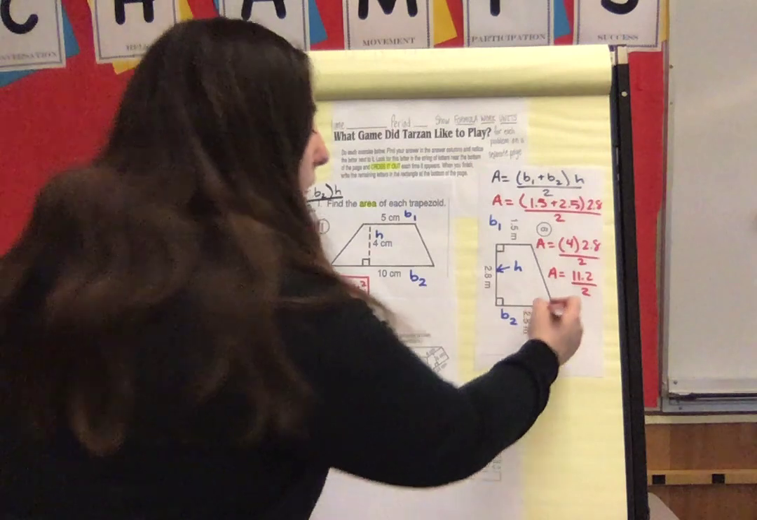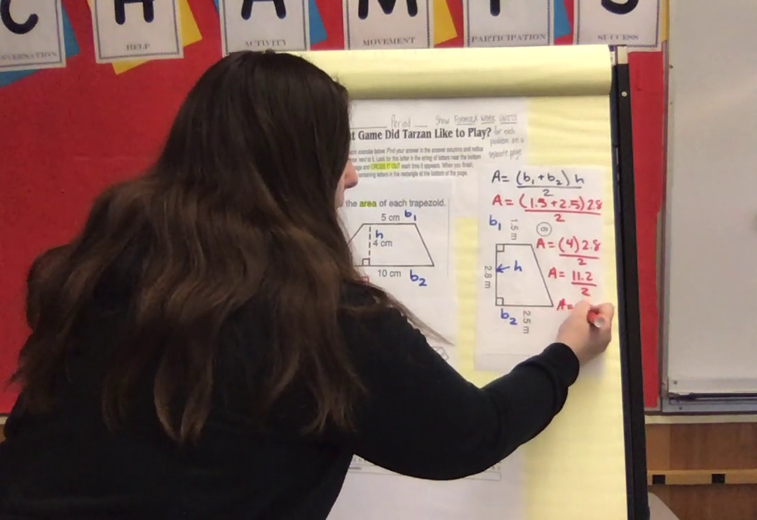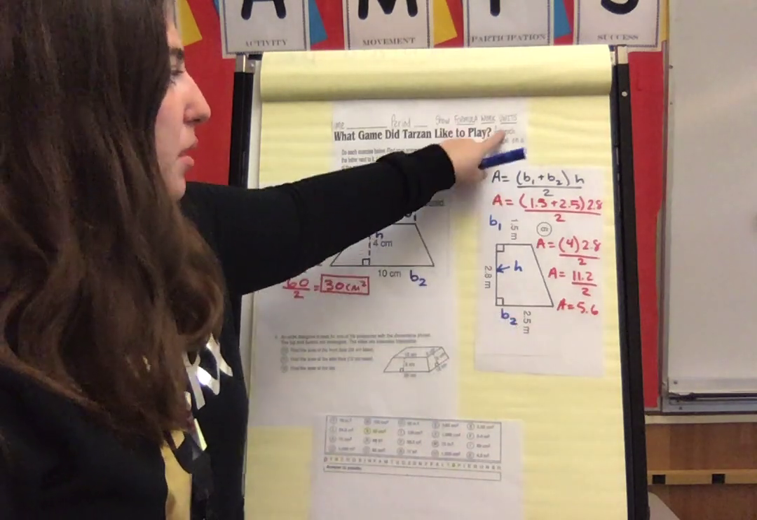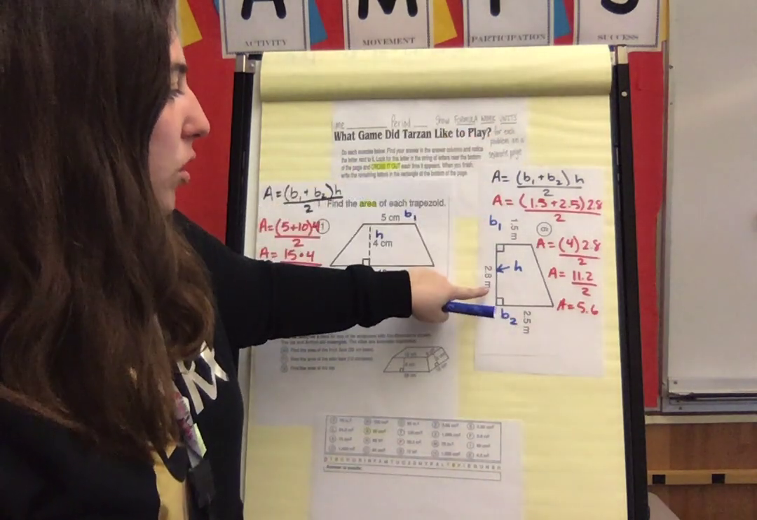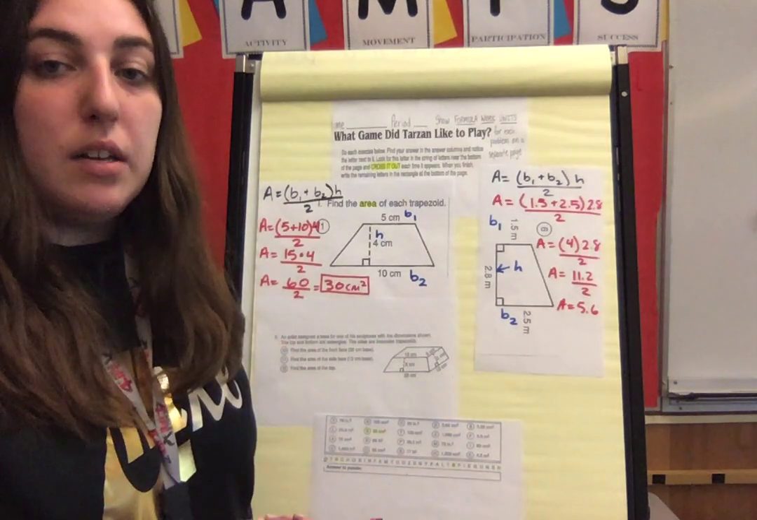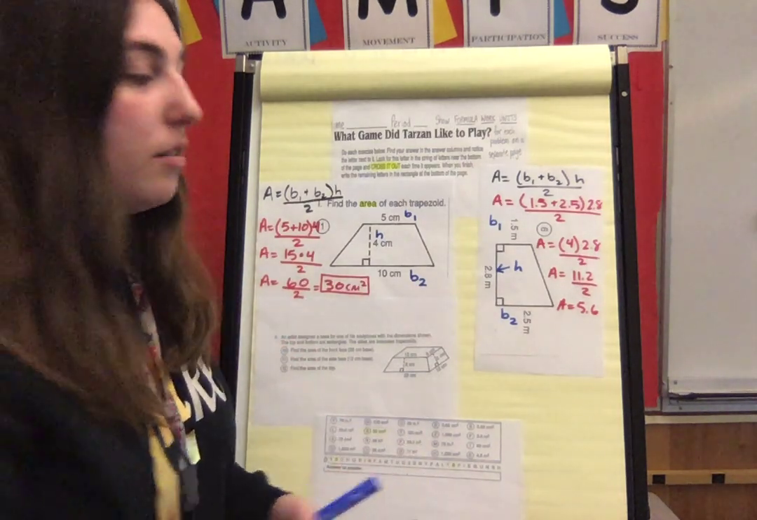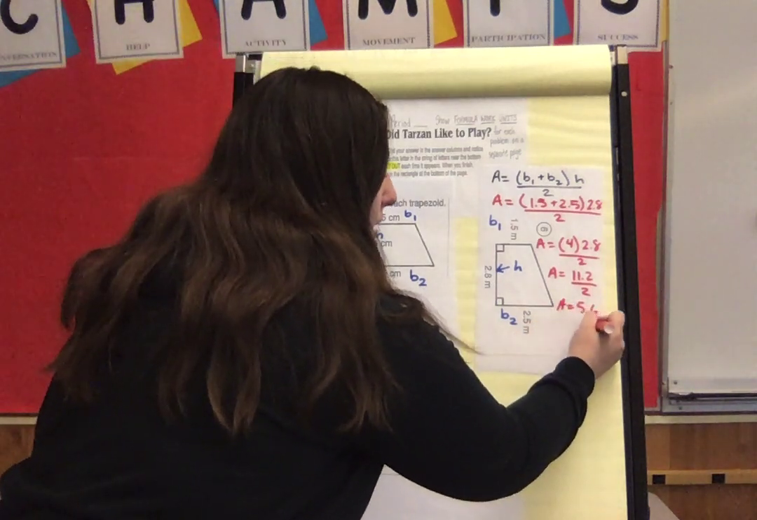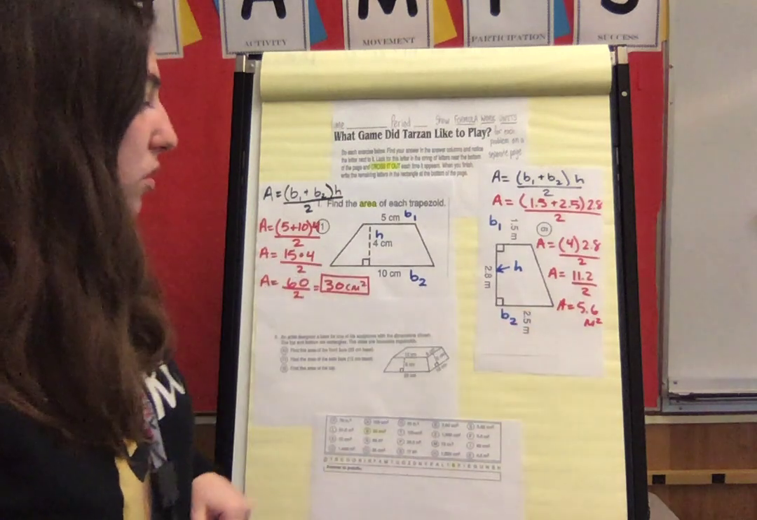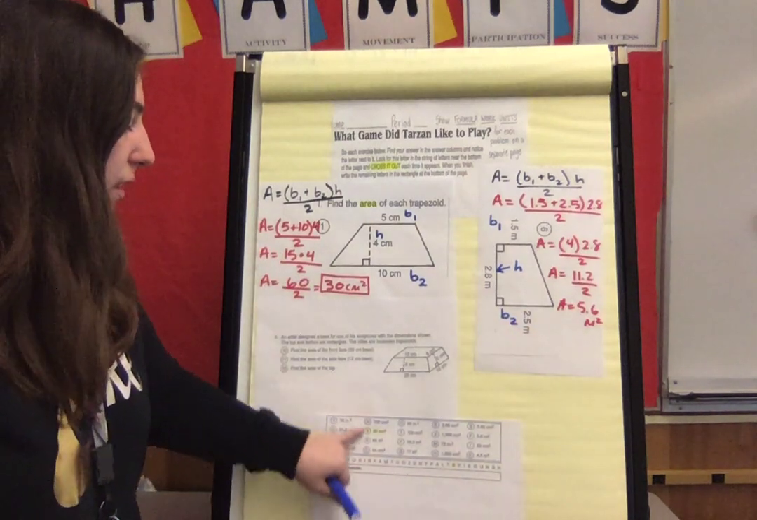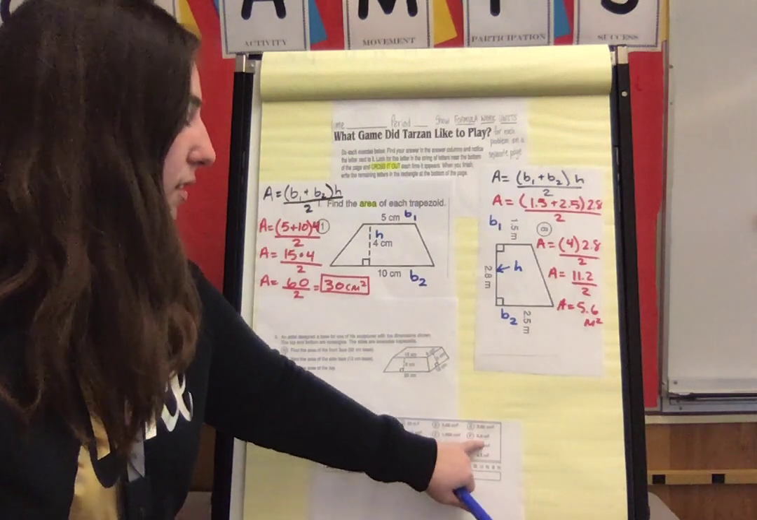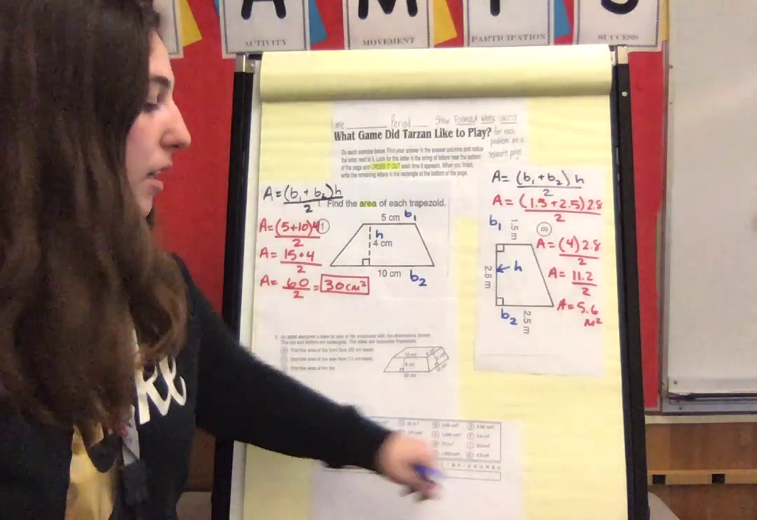A equals 5.6. Okay, and again, I need to remember to have my units. I'm multiplying meters. So a meter times a meter gives me a meter squared. Put that on the bottom there. So my answer is 5.6 meters squared. Again, I'm looking in this area for my answer, so I can cross off the letter. I see 5.6 meters squared right here.